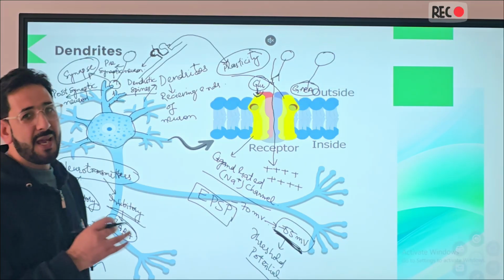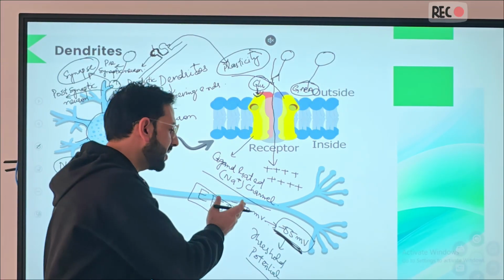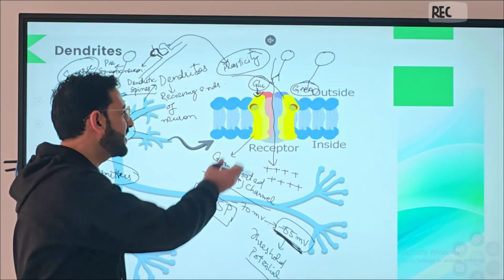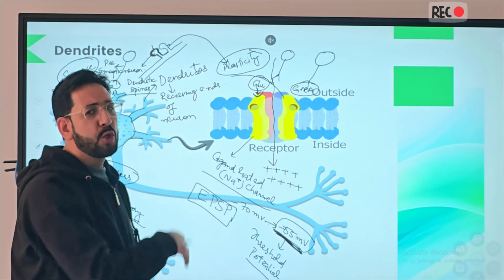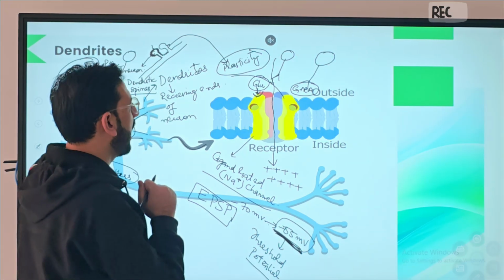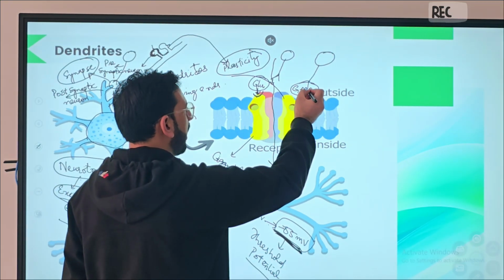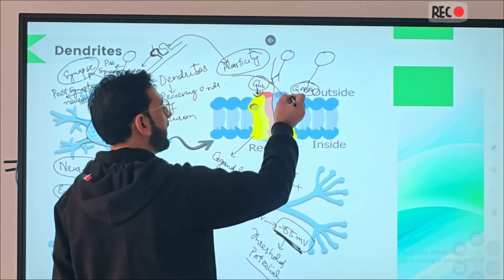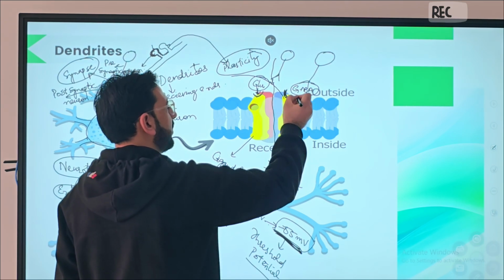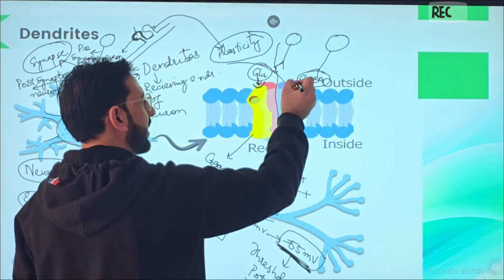Okay, now this is excitatory because we have taken the resting membrane potential towards the threshold potential. And it is in the postsynaptic neuron, so we call it the excitatory postsynaptic potential. Now, what about GABA? GABA will come and bind on the receptor. For example, GABA has the receptor here, and it will bind on the receptor.